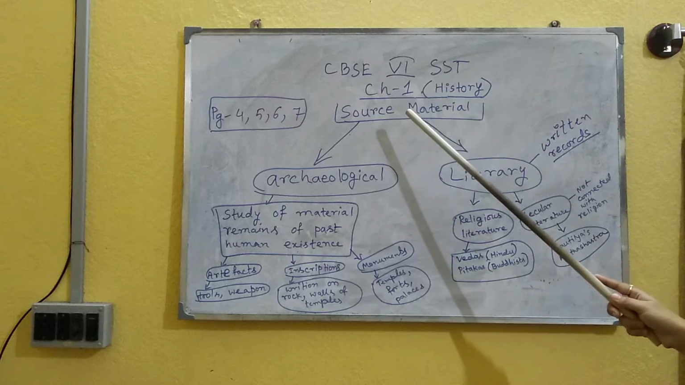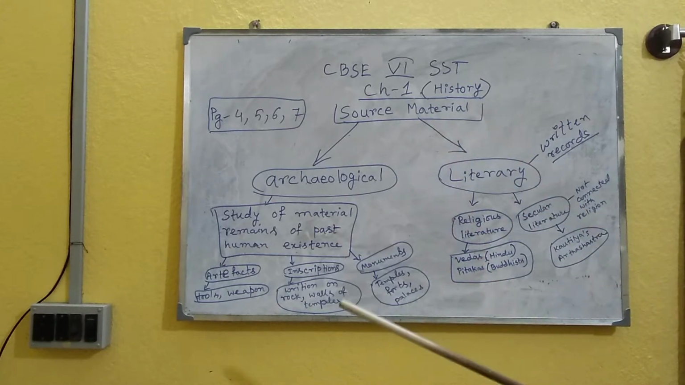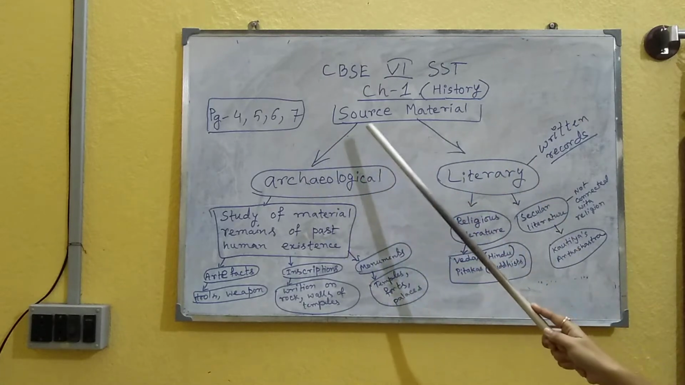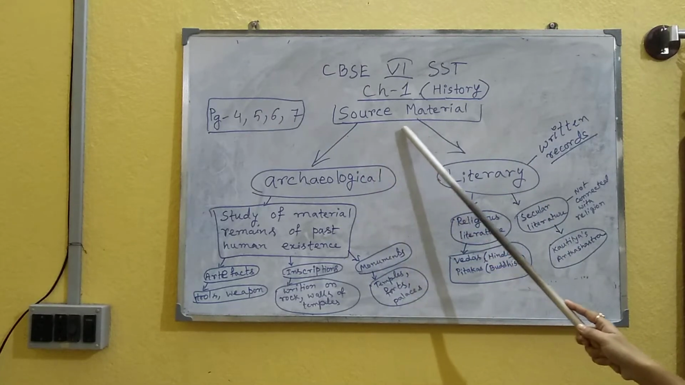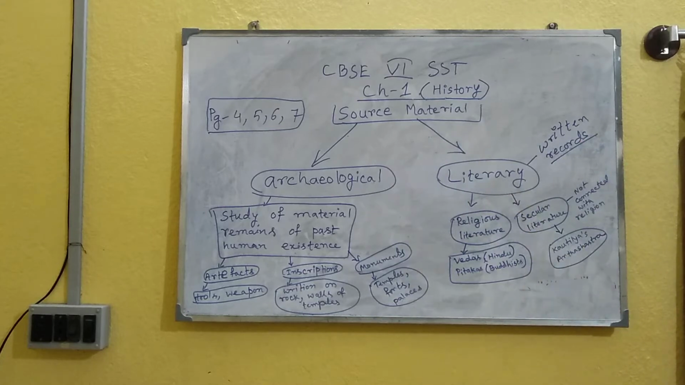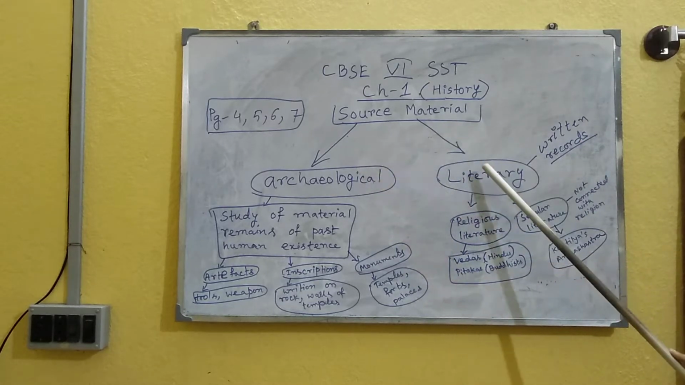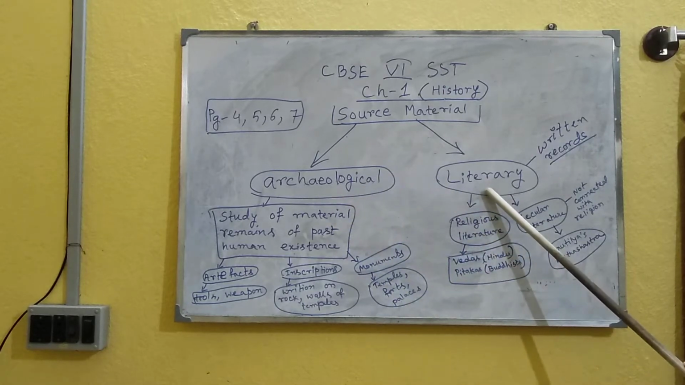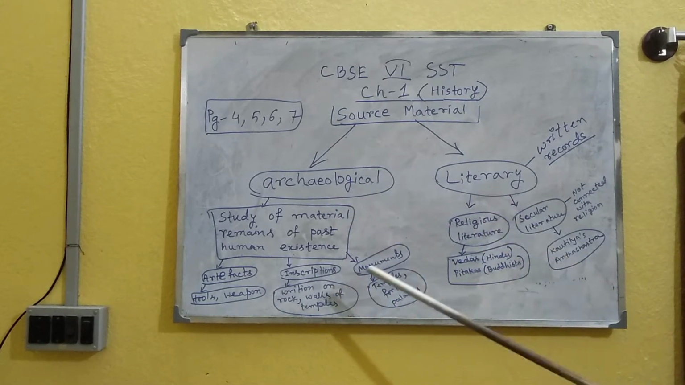6 SST, chapter number 1, History. The rest part we will discuss today. We will discuss the source material of history. We can divide it into two parts: one is archaeological sources and another one is literary sources.